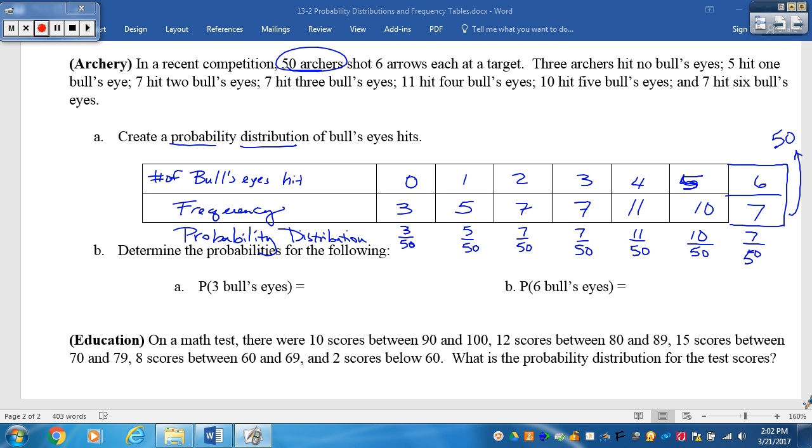Okay. Determine the probabilities for part B for the following. The probability that you get 3 bullseyes. Well, that one's very simple there. You've got your 7/50ths, right? And if you want to leave it as a percentage, you can. 14%. The probability of getting 6 bullseyes, now that I've got the probability distribution, it's really simple. I just look up there and I can see 7/50ths. Or you could go ahead and write it as a percent again, which would be the equivalent of getting 3 bullseyes.